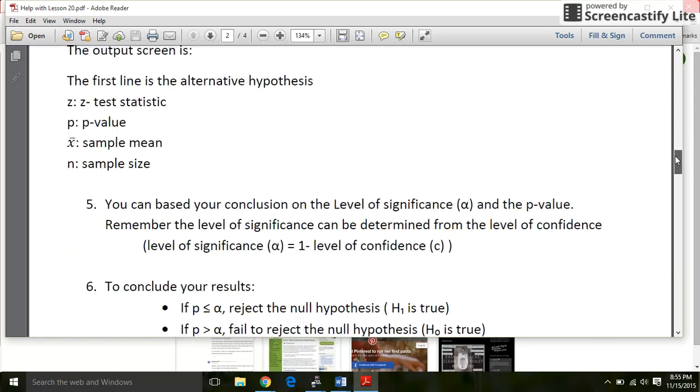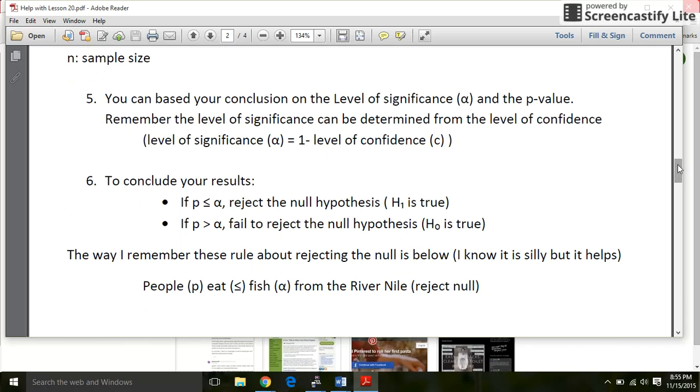But before I get there, let me talk about your level of significance and your conclusion. Your level of confidence could be 90% or 95%. That is directly related to your level of significance. If your level of confidence is 95%, you convert that to a decimal, which makes it 0.95, and you subtract that from 1. 1 minus 0.95 gives you 0.05, which is your level of significance.